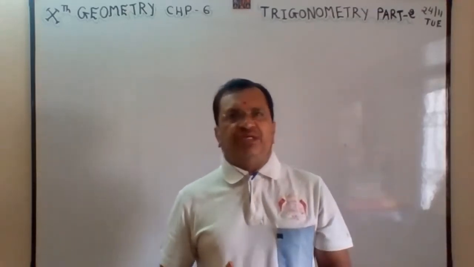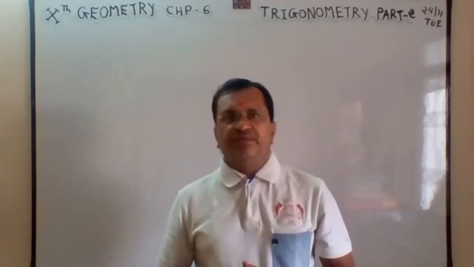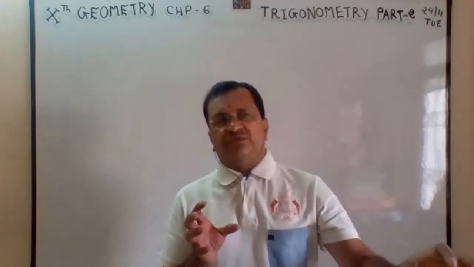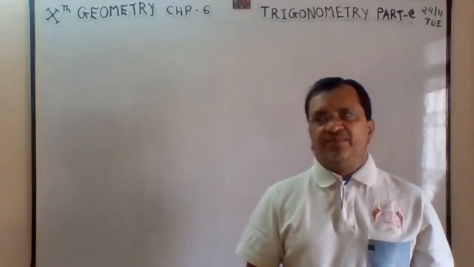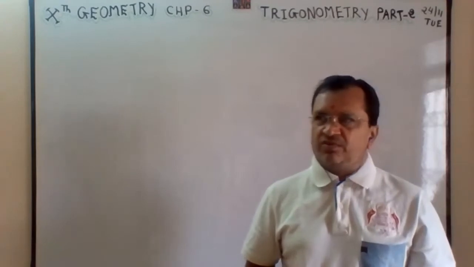Next topic, we have seen different types of formulas in pairs. For example, sin theta is equal to cos of 90 minus theta, and cos theta is equal to sin of 90 minus theta. And then three identities, for example, sin square plus cos square is equal to 1.